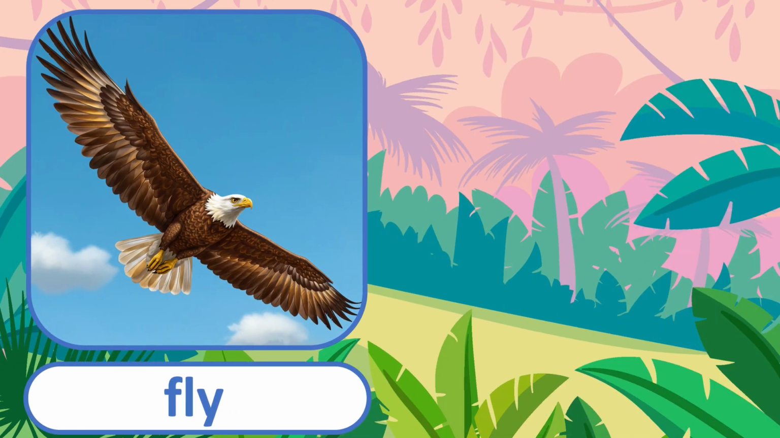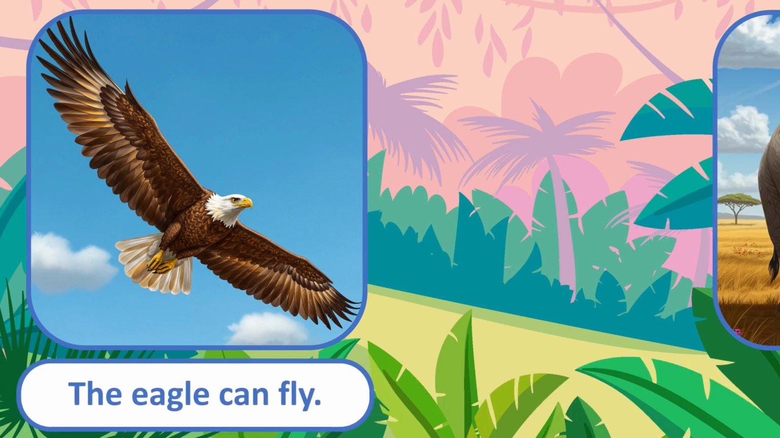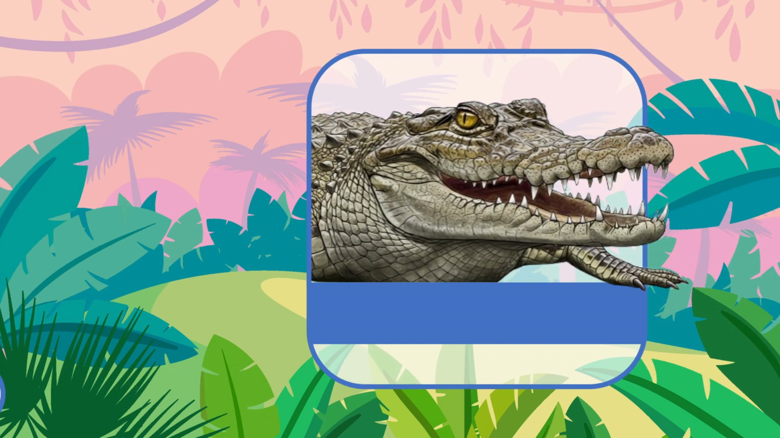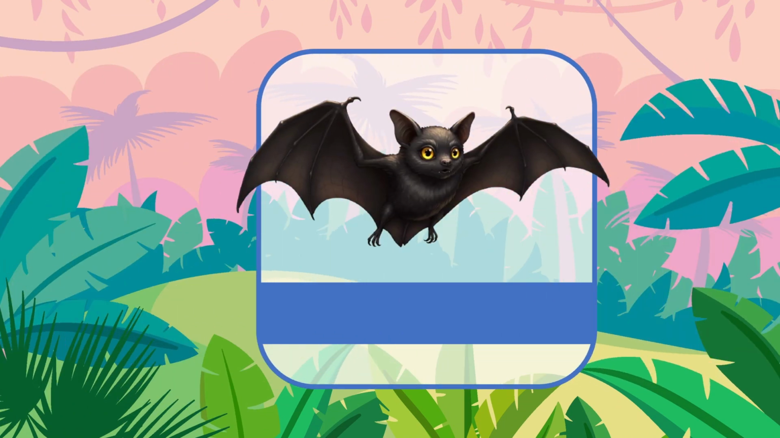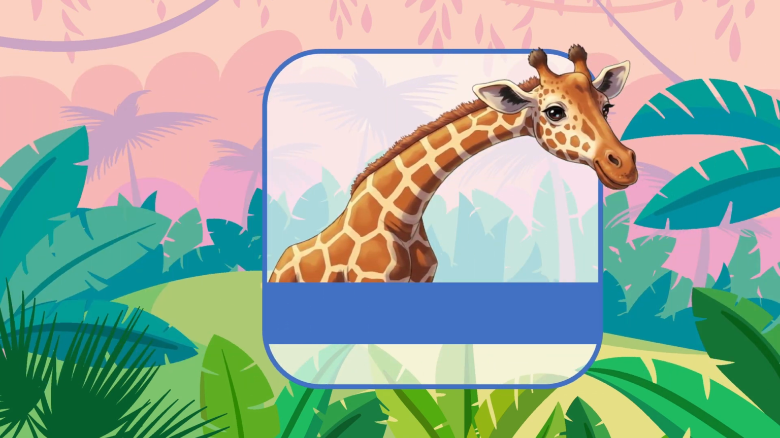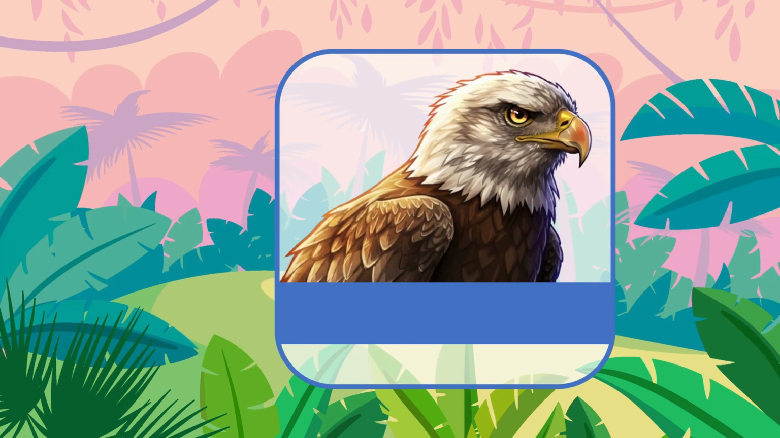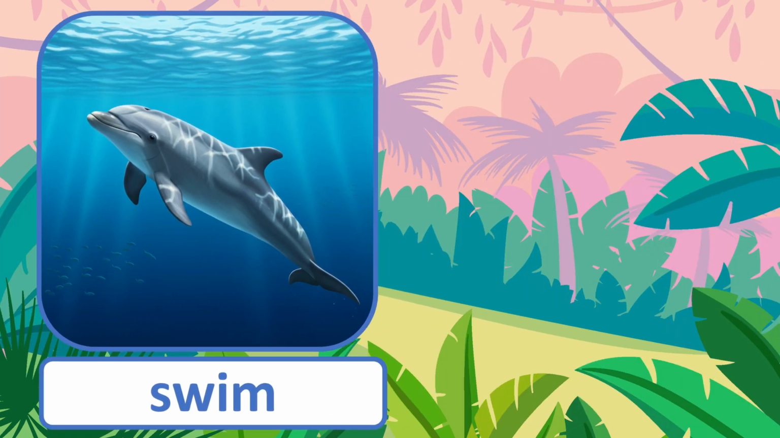Okay, now let's move on. This time we're going to use the verb fly. The eagle can fly, and a negative sentence, the elephant can't fly. And it's the same as before. We're just getting the students to make their own sentences. Okay, move on to the next verb.